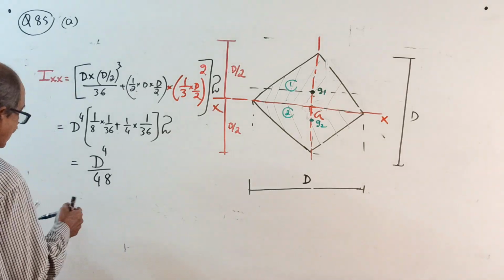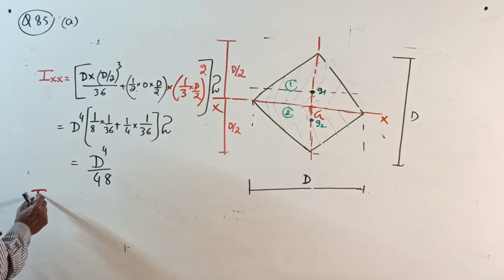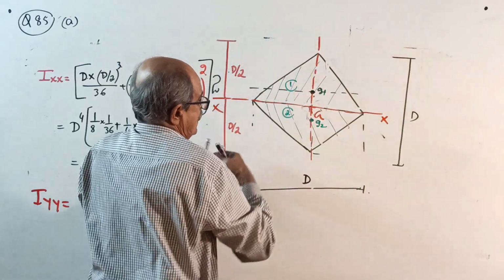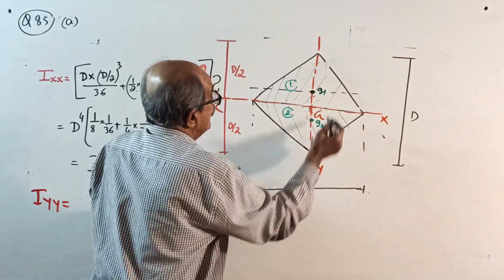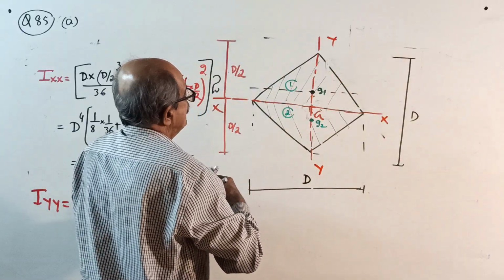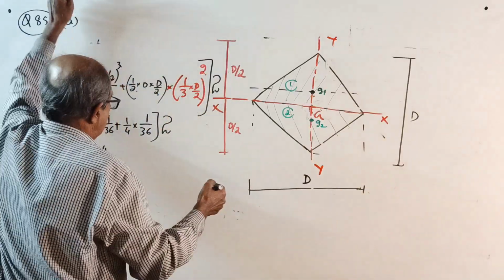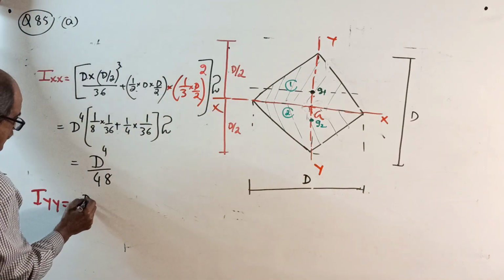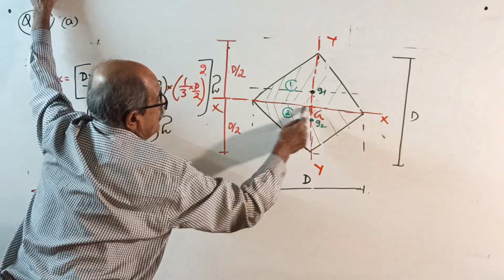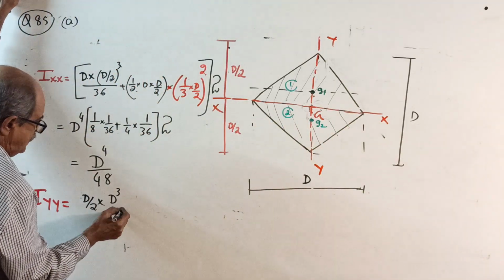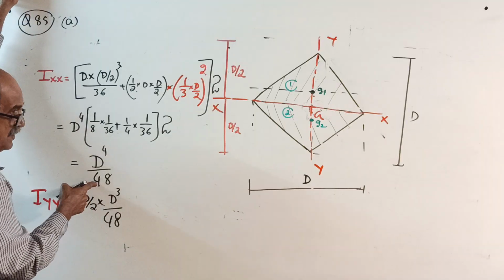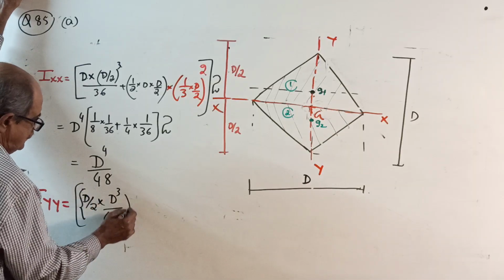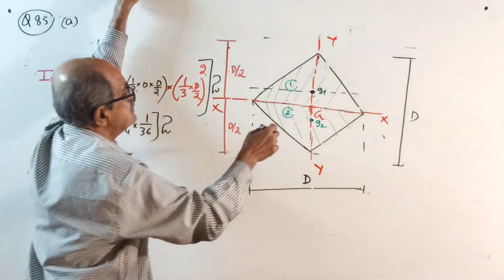IXX. Now calculate IYY. Actually, IY was the same. First, I about YY. I forgot YY here. First about its own centroidal axis, that is parallel side D by 2, into perpendicular side D cube divided by 48, not this 48, that 48. That is your Ig. This 48 is our usual isosceles triangle 48.